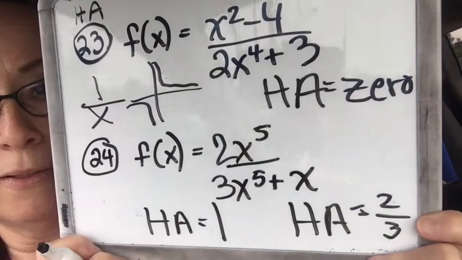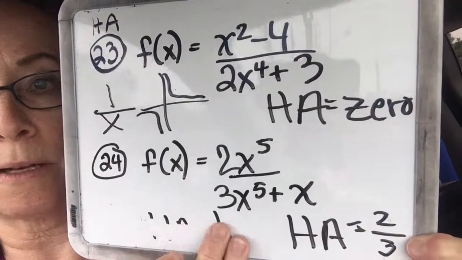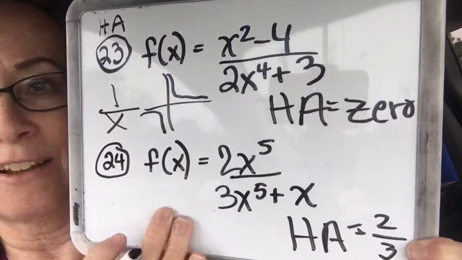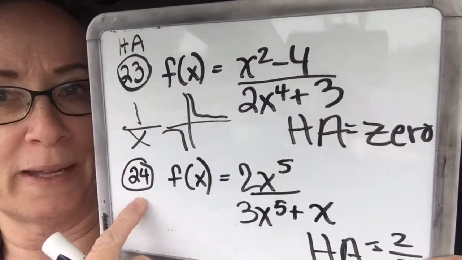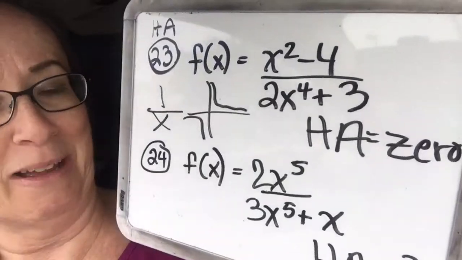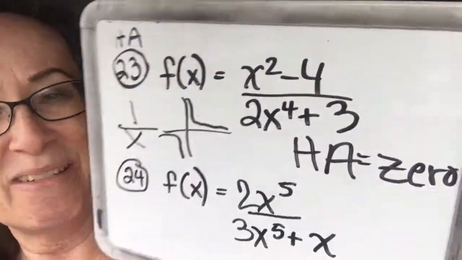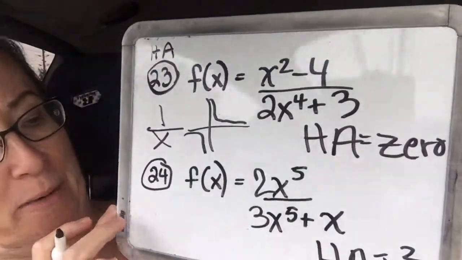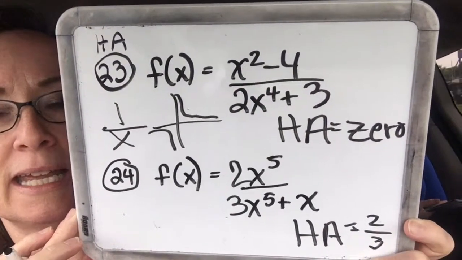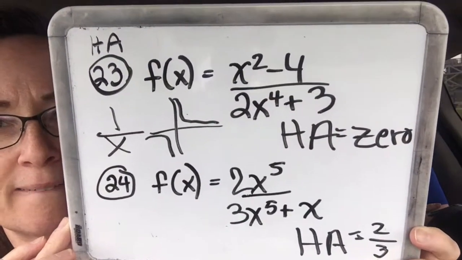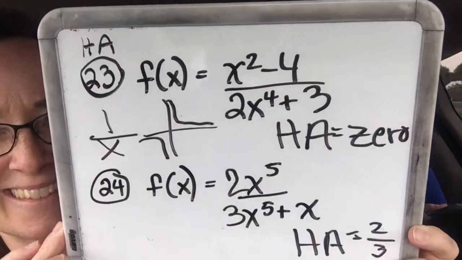Okay, so now that I've changed the problem, I'll take this one off of there. So the horizontal asymptote is 1 for the real problem 24, but now we've just mutated problem number 24, and so now its horizontal asymptote is 2/3.